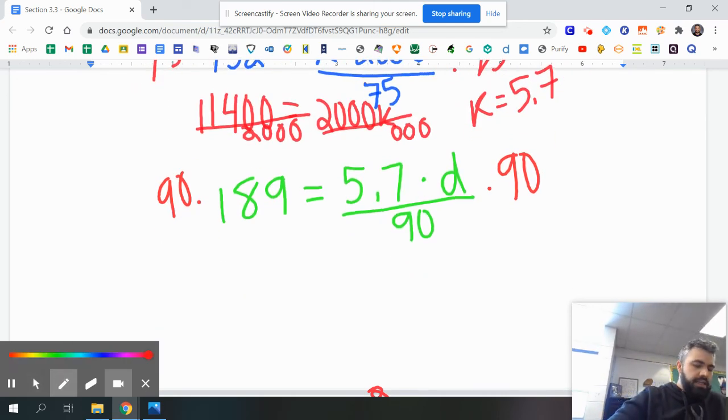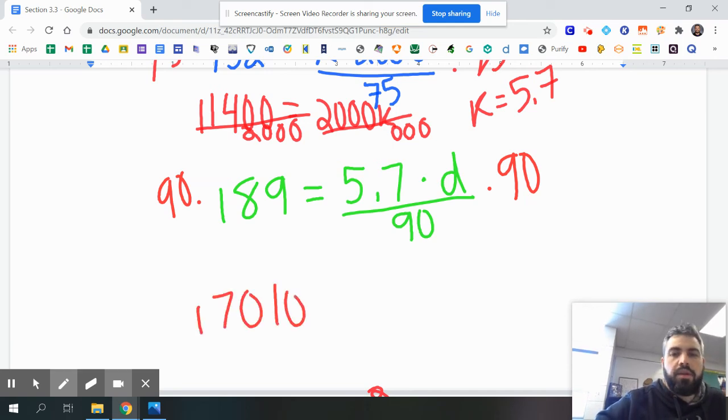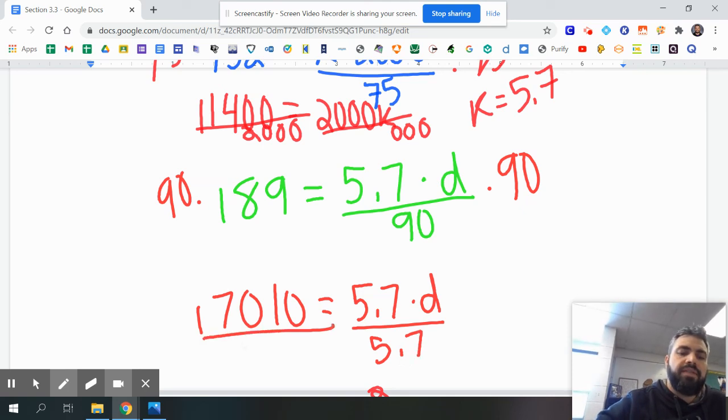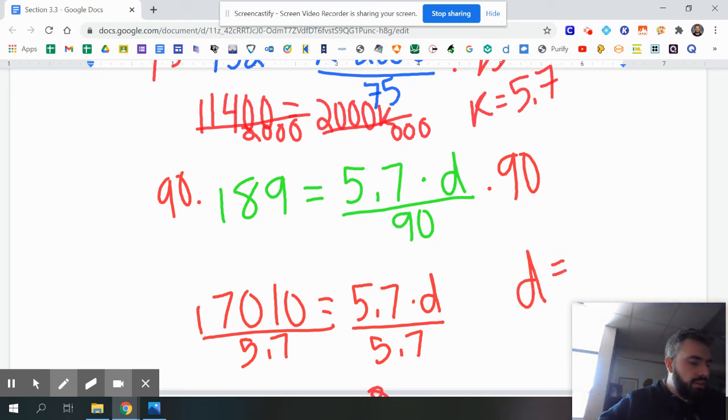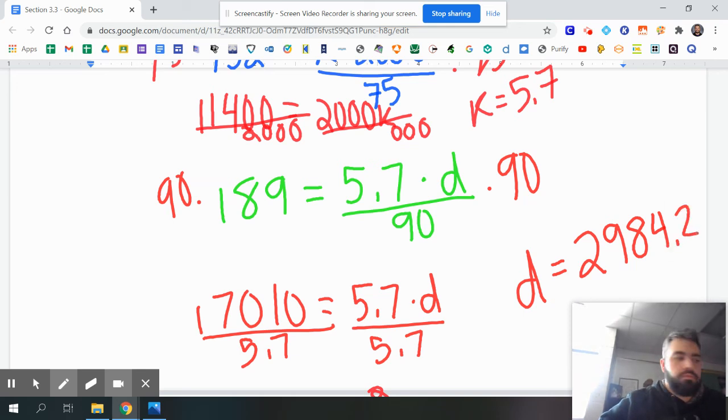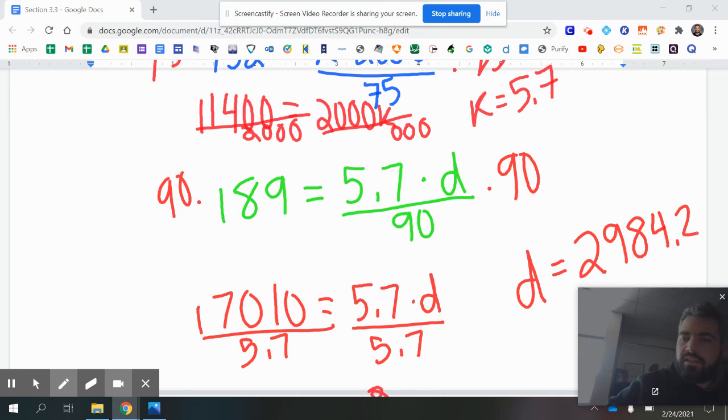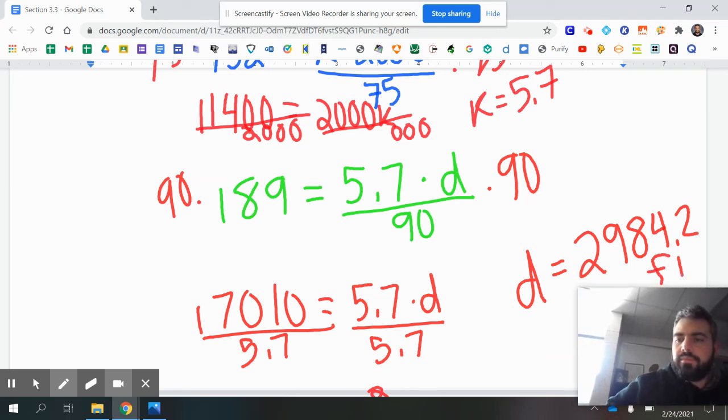And so 90 times 189 is equal to 17,010, which is equal to 5.7 times our distance D. Divide by 5.7, divide by 5.7. And we find that our distance, I'm going to round it to the nearest tenth here, is 2,984.2 feet.